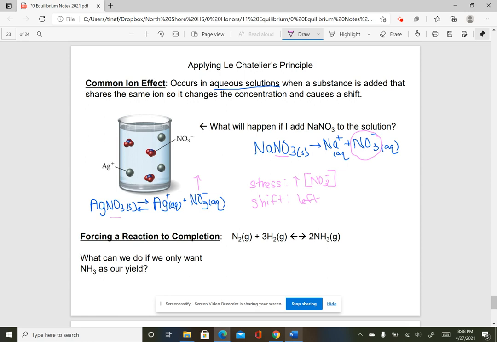So you have to think about what you're adding to a mixture that's already created. If it's got a similar ion in it to what's already dissolved, that's going to be considered a stress and it's going to mess up equilibrium.